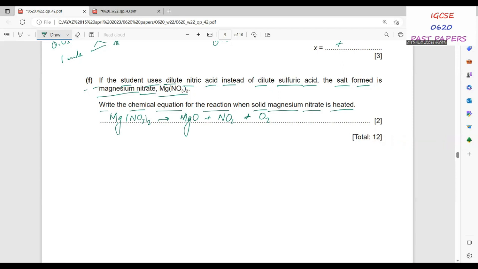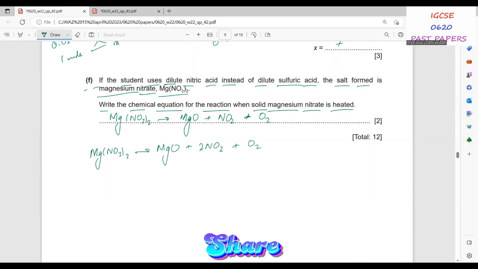Let's balance these. So we will have 1 atom of magnesium on both sides of the equation. So it is balanced. What about nitrogen? On the reactant side, it's 2, but on the product side, it is 1. So it is not balanced. So I'm balancing this equation. Gives MgO plus 2NO2 plus O2. What about oxygen? 2 multiplied by 3 is 6. On the product side, there are 5 oxygen atoms.